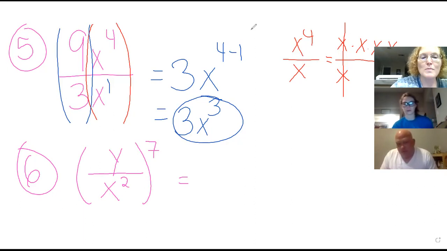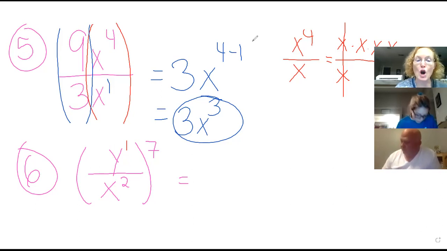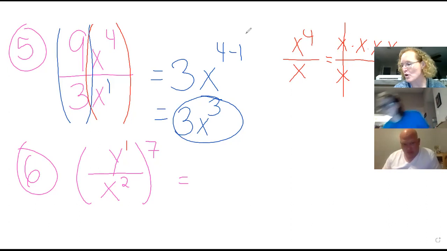The first thing that I want to remind you of is if you look at that y in there, it doesn't have an exponent, and so it would be an understood one. If you want to write that understood one in there, you are welcome to. If you don't, because you just remember that, be my guest. It works for me.